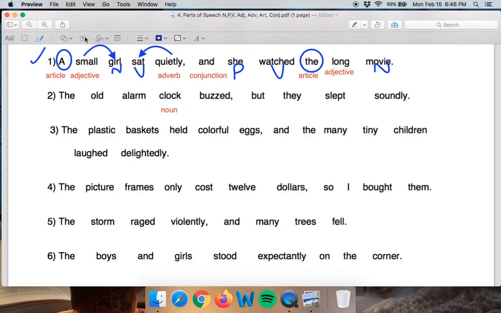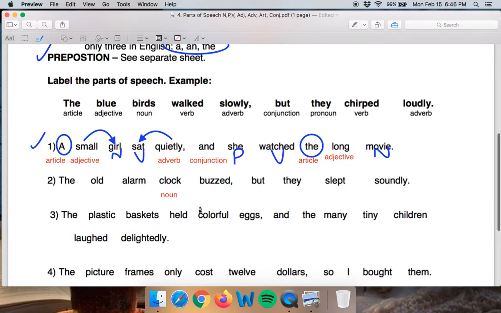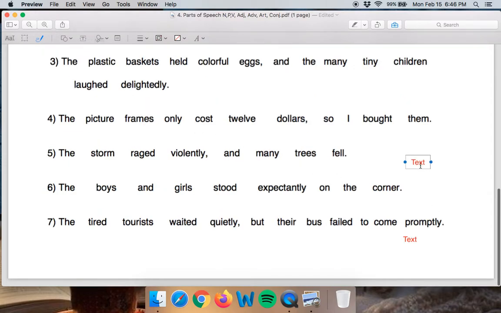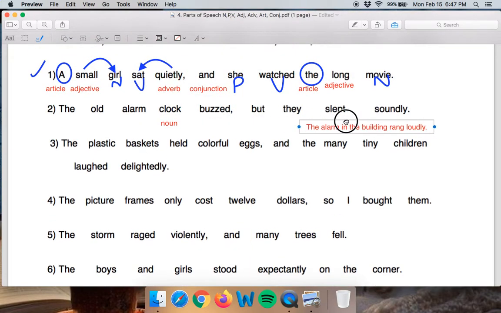Now, in another sentence, alarm might be a noun. What if I said, the alarm in the building rang loudly. In that sentence, alarm would be a thing, the alarm. Alarm did something here. So in this sentence, alarm is a noun. In the other sentence, alarm is an adjective. So words can be different parts of speech depending upon how they're used in a sentence.